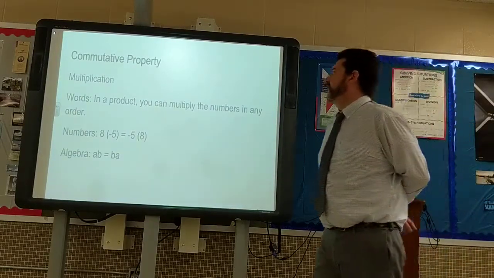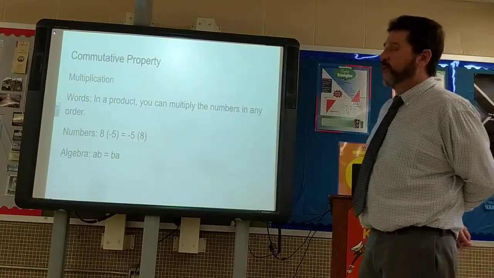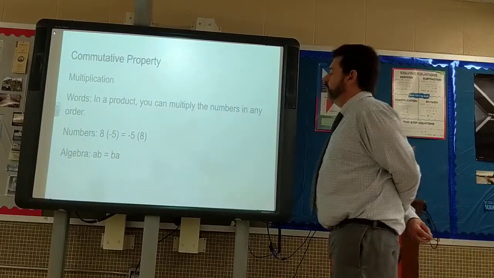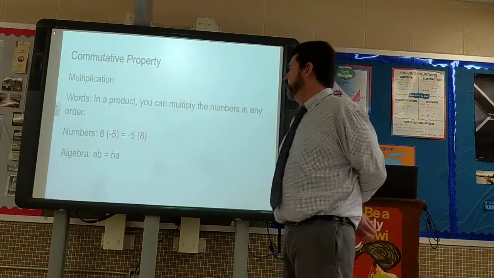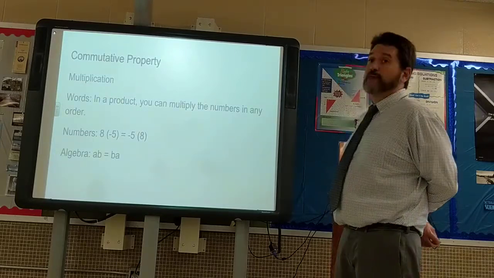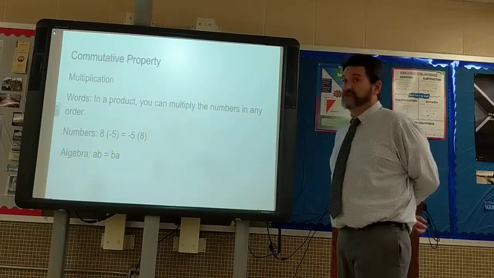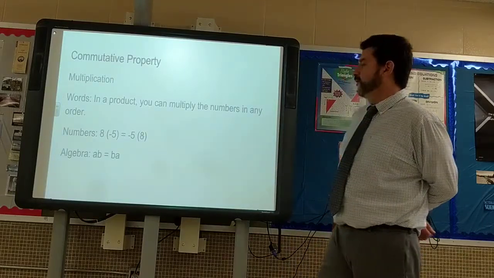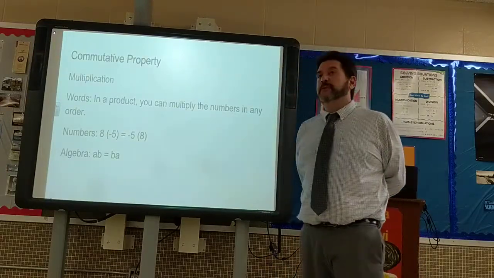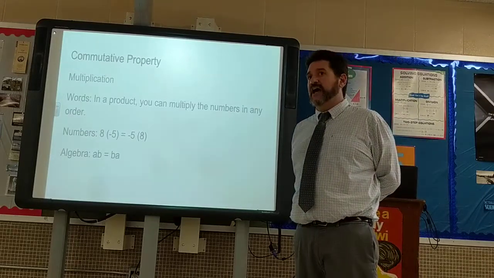Now, if we look at multiplication, in a product, which again is multiplication, you can multiply the numbers in any order, as long as it's just multiplication. So, for example, 8 times negative 5 is also the same thing as negative 5 times 8. 8 times negative 5 will get you negative 40, as will negative 5 times 8. Check it out. It will get you the same answer. Algebraically, a times b gets you the same answer as b times a.